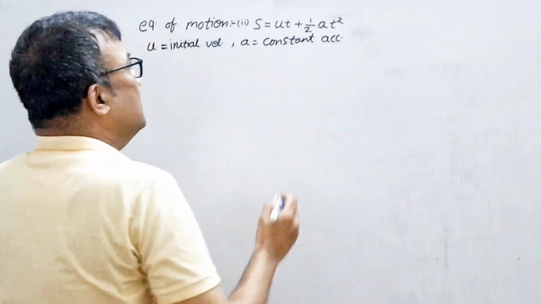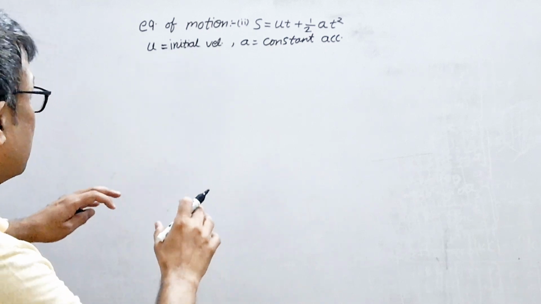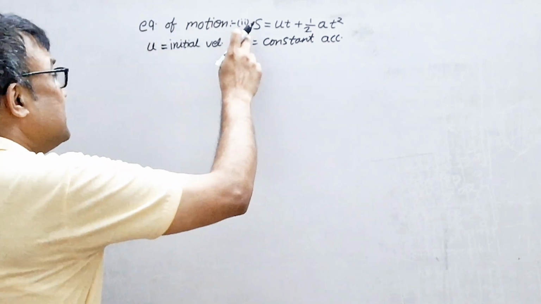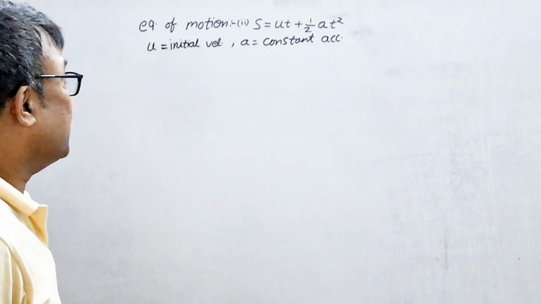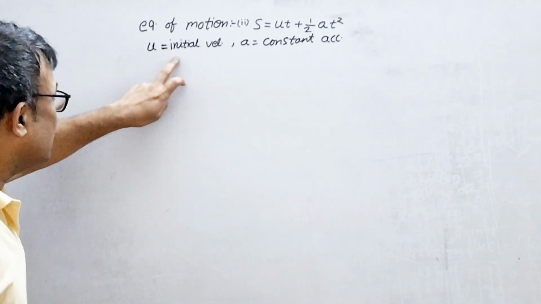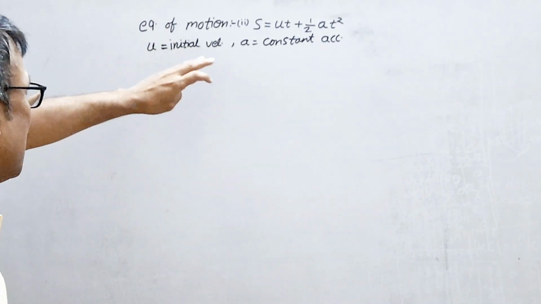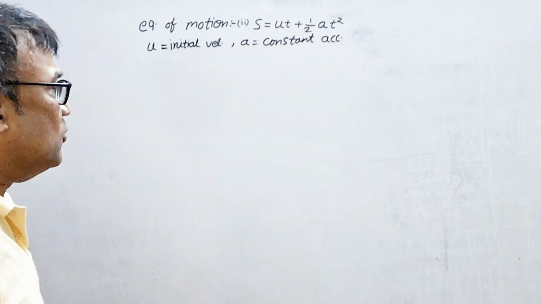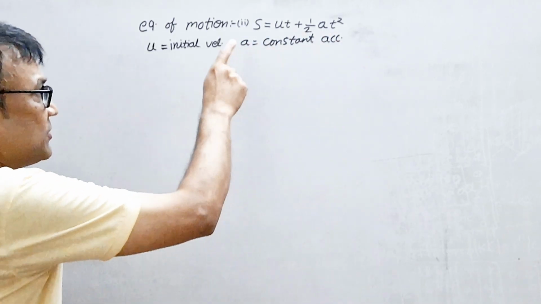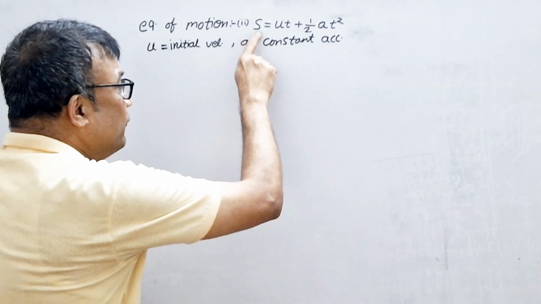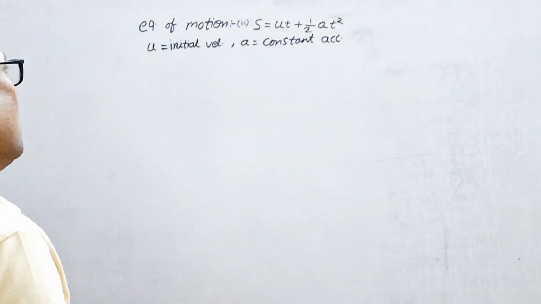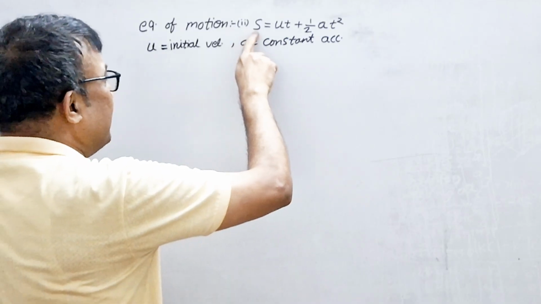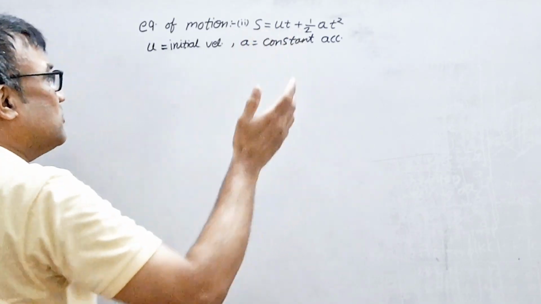Second equation of the motion is s equal to ut plus half at square, where s is the displacement during the motion, u is the initial velocity, so it is constant throughout the motion, and a is the constant acceleration of the object during the motion. So this equation is the relation between two variables s and t. Now to obtain this equation, first we find out the relation between variables s and t in terms of constant.